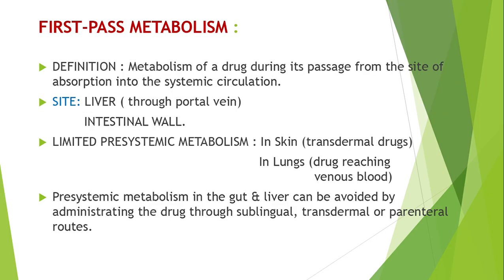Then coming to first-pass metabolism. Definition: metabolism of a drug during its passage from the site of absorption into the systemic circulation. The site can be the liver through the portal vein and the intestinal wall, and limited pre-systemic metabolism can occur in the skin, in case of transdermal drugs, and in the lungs, in case of drug reaching venous blood. Pre-systemic metabolism in the gut and liver can be avoided by administering the drug through sublingual, transdermal, or parenteral routes.